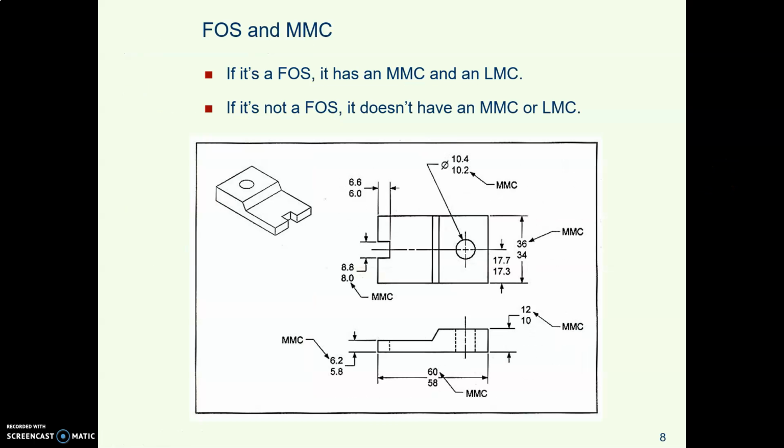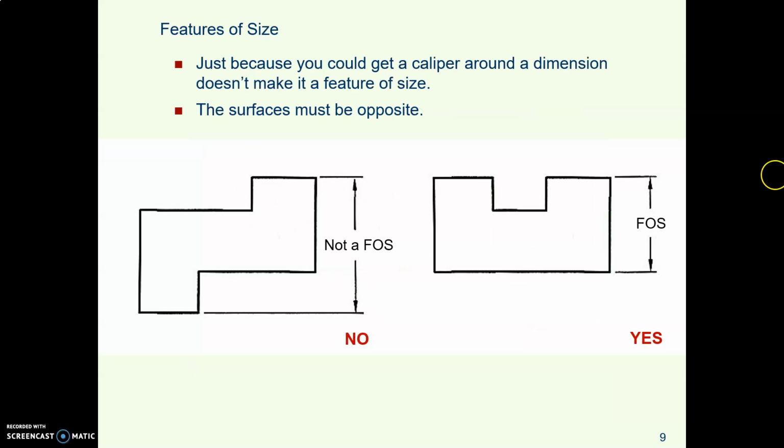If it is a feature of size, it always has a maximum material condition and a least material condition. If it's not a feature of size, it does not have an MMC or an LMC. You have to be careful. Just because you could fit a caliper around a thing does not make it a feature of size.